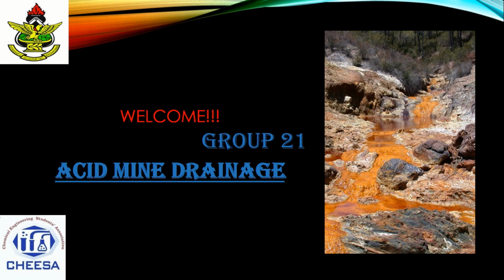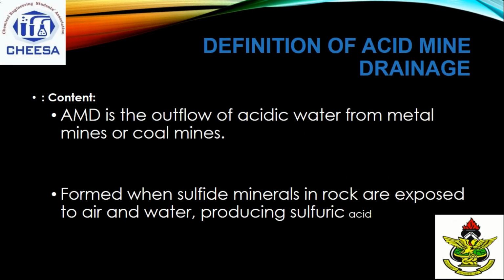Drainage. Here we go. First and foremost, you have the definition of acid mine drainage. Acid mine drainage is the outflow of acidic water from metal mines or coal mines. It also forms when sulfide minerals in rock are exposed to air and water, producing sulfuric acid.